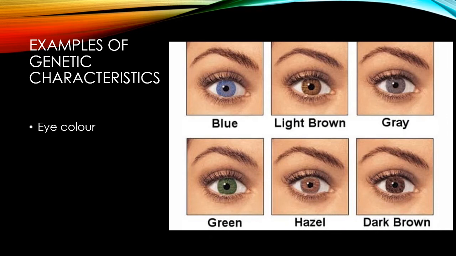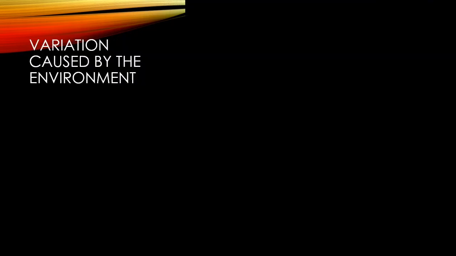Now, let's move on then to some things that are caused by the environment, i.e. the conditions in which the person lives, or the plant lives, or the bacterium lives. These are things caused by the environment, things which have happened during the person's lifespan. Now, a very clear example, of course, is someone's suntan.